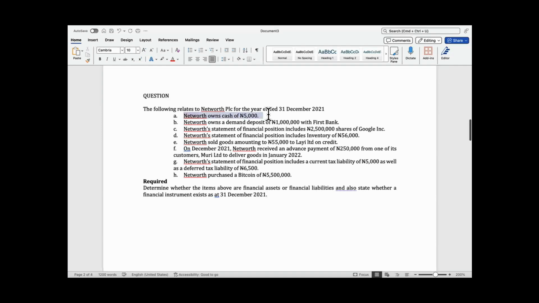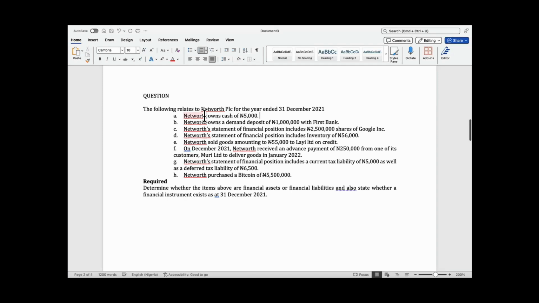The first one says that Networth owns cash of 5,000. My answer is that Networth has a financial asset, because cash is a financial asset from the definition of a financial asset. And in this case, there is no financial instrument here, because, yes, Networth has a financial asset, but there is no other party that has either a financial liability or equity. For that reason, there is no financial instrument that exists here.